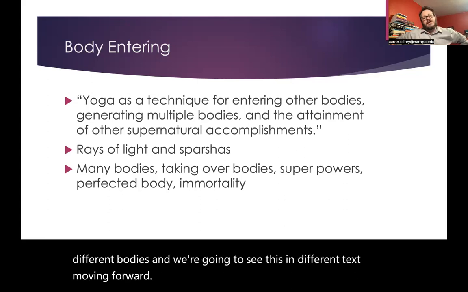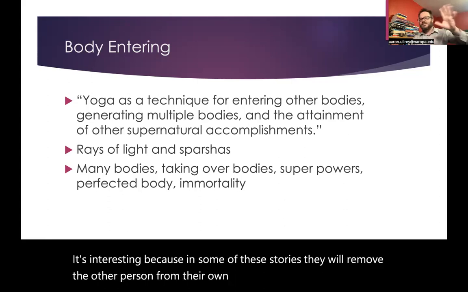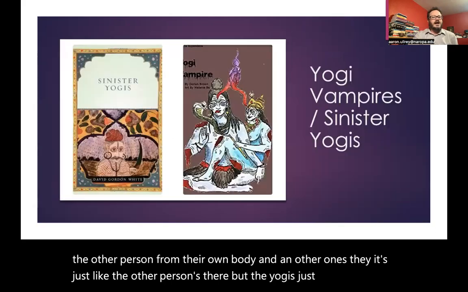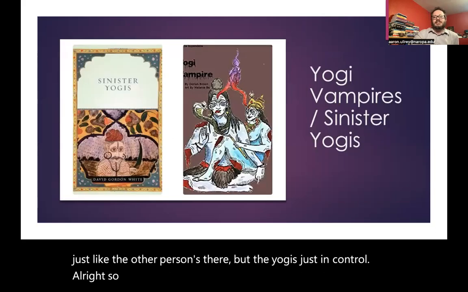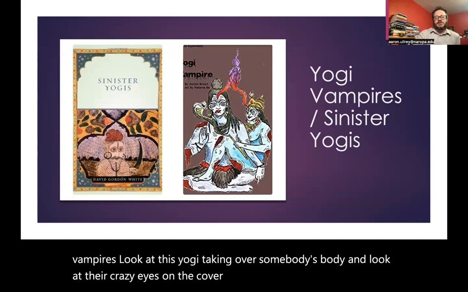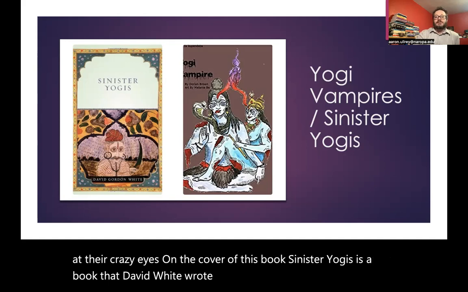It's interesting because in some of these stories, they will remove the other person from their own body, and in other ones they don't. It's just like the other person's there, but the yogi's just in control. All right, so in this we have a sense of yogis that are like vampires. Look at this yogi taking over somebody's body, and look at their crazy eyes on the cover of this book. Sinister Yogis is a book that David White wrote about yogis and how they're up to no good, and we're going to read a chapter in that.